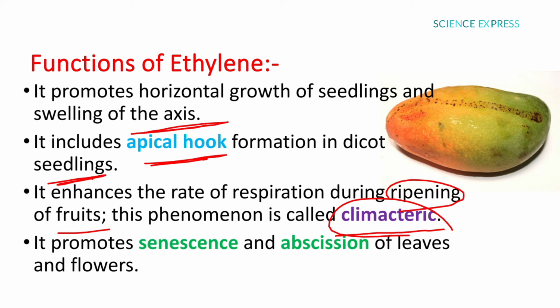Clear? Now it promotes senescence and abscission of leaves and flowers. Clear? Senescence means loss of the cell's power of division and growth. And abscission means natural detachment of a part of the plant, typically dead leaves and ripened fruits.